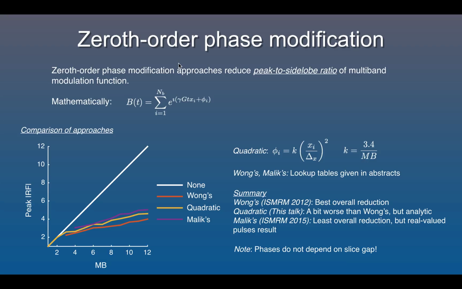Okay, so what zeroth order phase modification approaches do is reduce the peak to side lobe ratio of the multiband modulation function. Mathematically, we add slice-dependent phase shifts to the multiband modulation function that depend on the slice location. And there have been three different approaches proposed to do this.